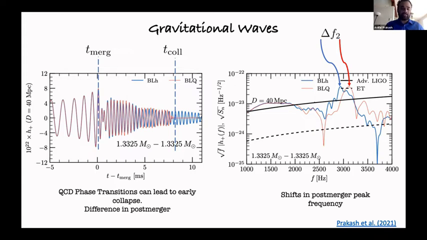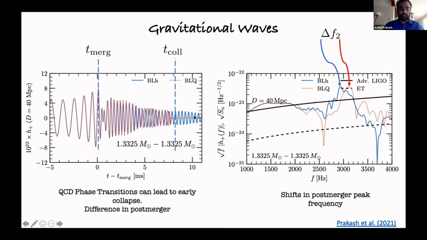Now, what happens after merger is that the system probes densities and temperatures in regions which are favorable for quark production. It is only in this region where BLQ starts to manifest its differences. The differences are such that the BLQ equation of state makes this binary collapse to a black hole on a shorter time scale, at about 8 milliseconds after merger, but the hadronic remnant still goes on oscillating to become a hypermassive neutron star.